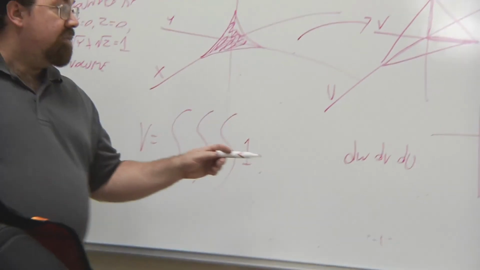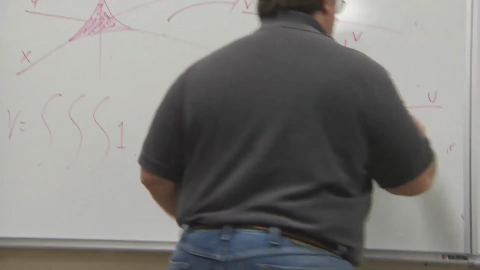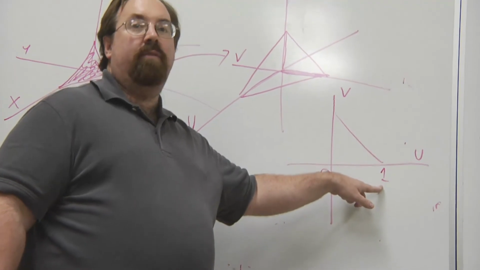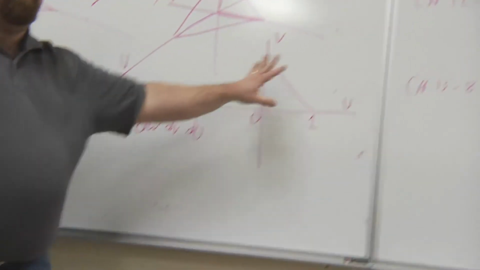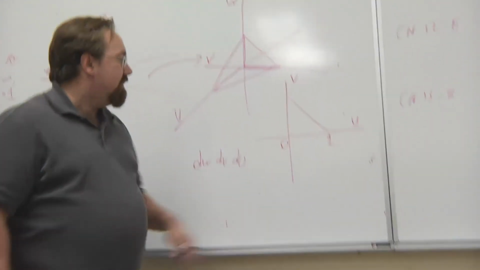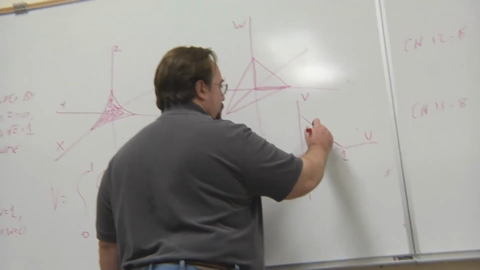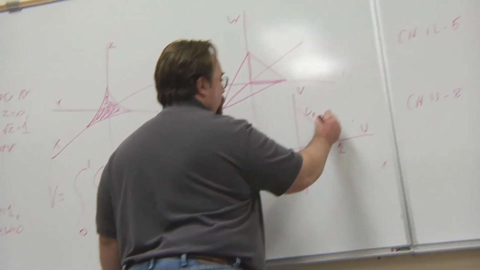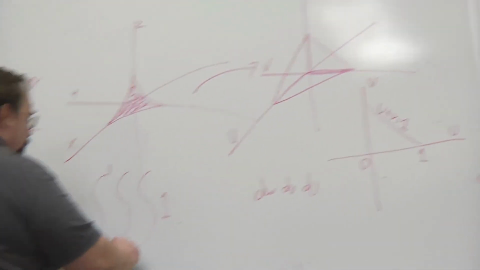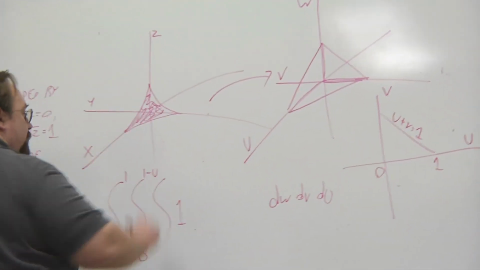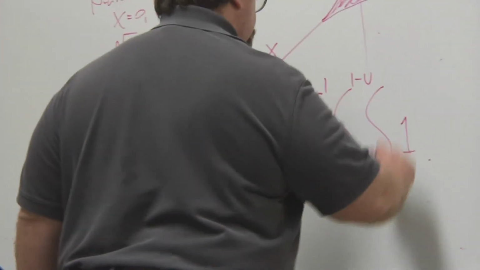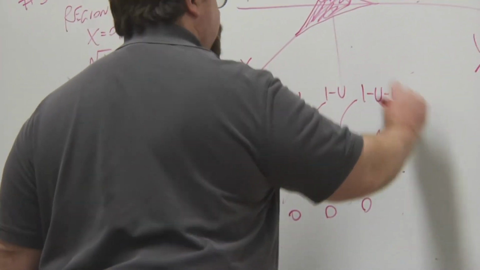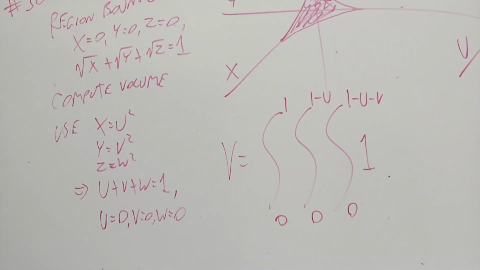So the outermost limits, u will run from 0 to 1. So you see that just by the extent of the solid. Now, for each u, we have u plus v is equal to 1. So v is going to run from 0 to 1 minus u. And then for the limits in w, use this. So w is going to run from 0 to 1 minus u minus v. So those are the limits.